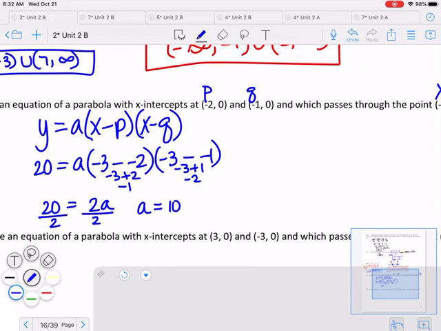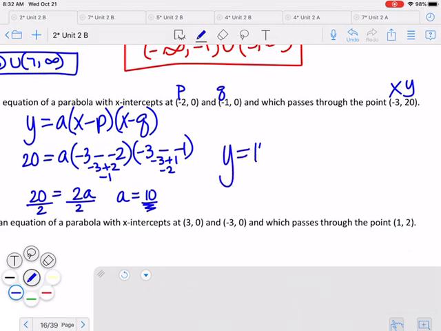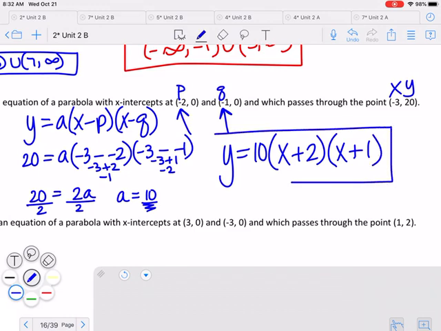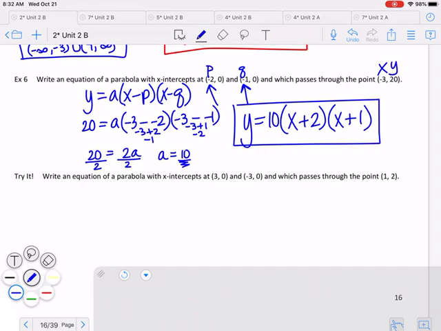So now I can write the equation for this guy because I know the a value is 10. Final answer, y equals 10 times my intercepts. Minus negative 2 would be plus 2, and x minus negative 1 would be x plus 1. Please do the last one, pause the video, and then check your work.